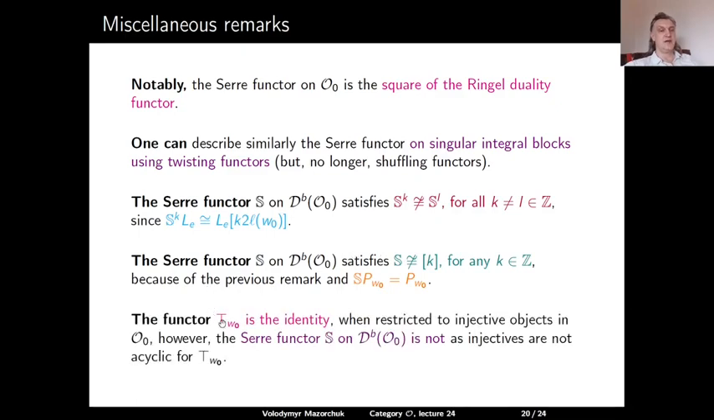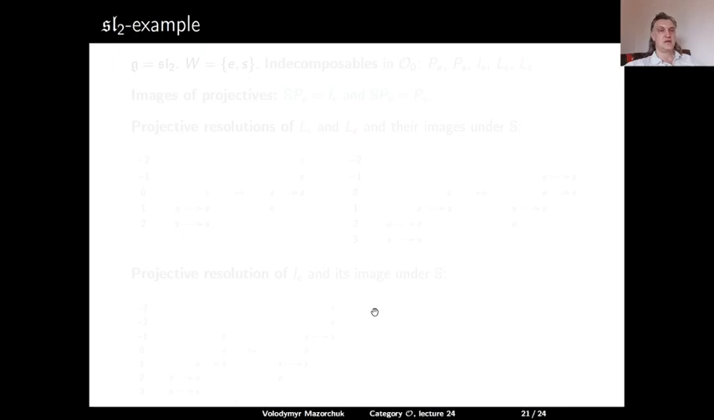And finally, the twisting functor T_{w0} is the identity when restricted to the category of injective objects in O_0. However, the Serre functor, which is the left derived of this twisting functor, is not the identity because it is not acyclic on injective objects. So let us do the following SL2 example.